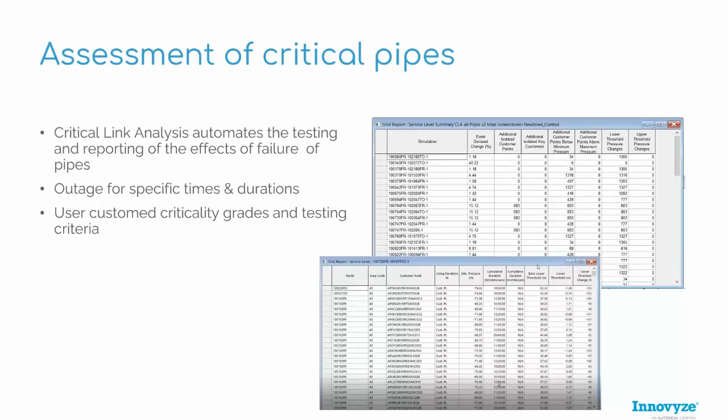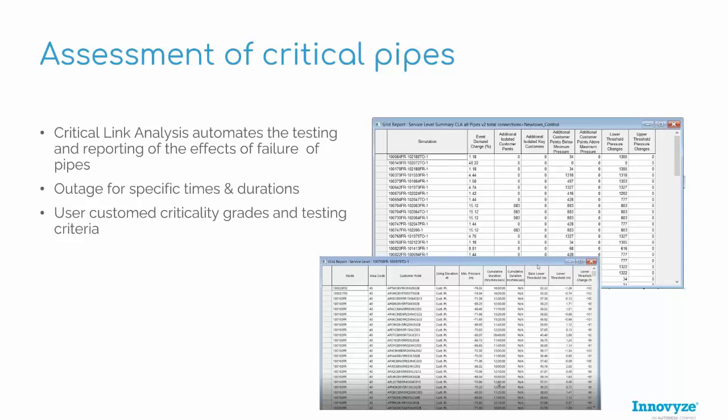Moving on from that, another full network assessment is assessing critical pipes. We have the tool, the critical link analysis, which automates the testing and reporting of the effects of the failure of pipes.